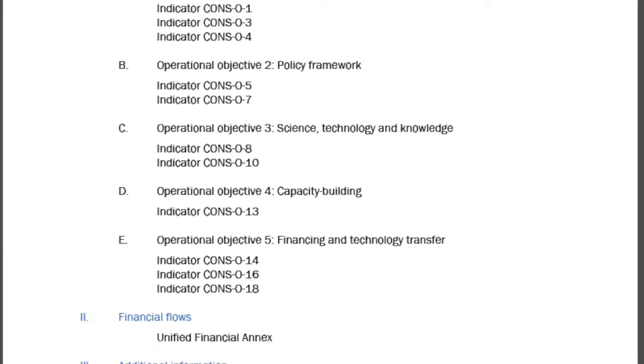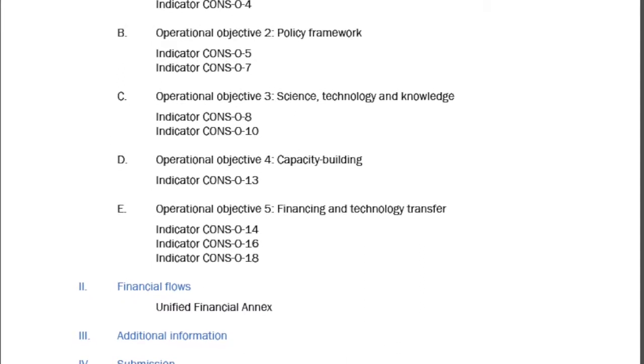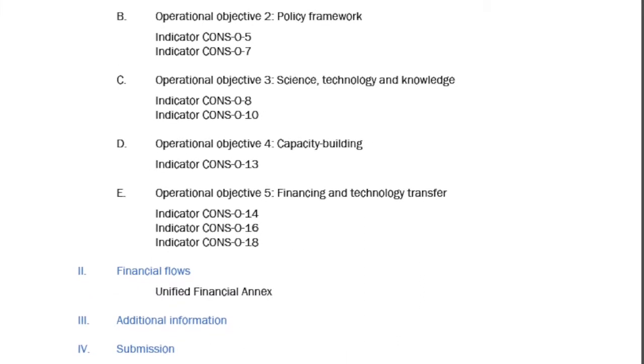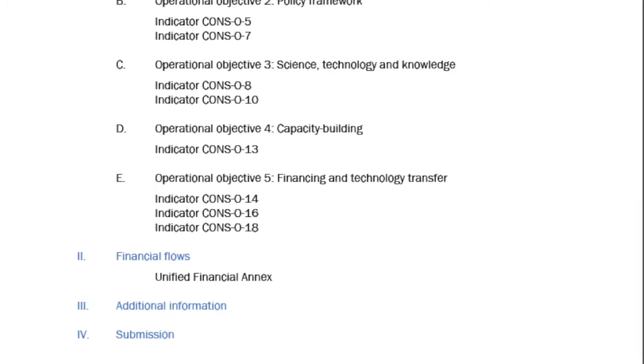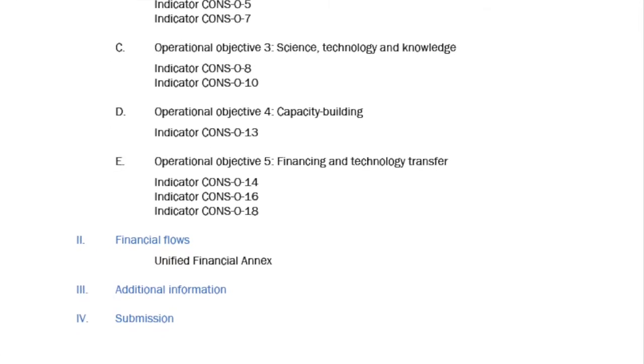Secondly, the second part of that consolidated indicator will deal with financial flows. This, as you know, deals with the finances you have for the reporting, the finances you have for implementation. The third part of the template deals with something called additional information, which is information that you additionally want to offer, in particular as regards resources. And finally, it deals with submission. Okay, so those are the 4 broad areas that you would find on an ACP template, regardless of the indicator.